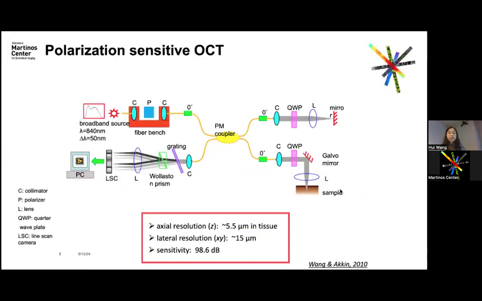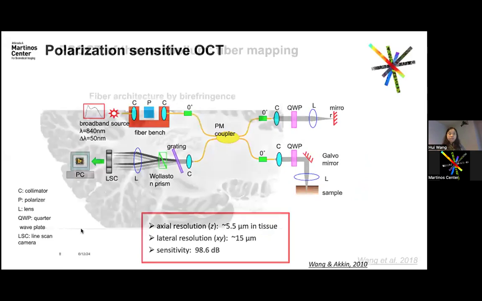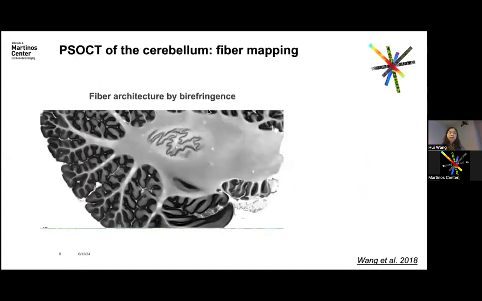So by using that, we just add several polarization control components into the traditional OCT system. And in the end, we detect two polarization states. And with that, we are seeing two additional optical contrasts. One is called birefringence, a retardance that highlights the white matter in the brain.